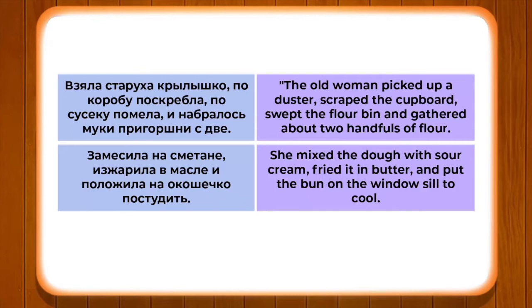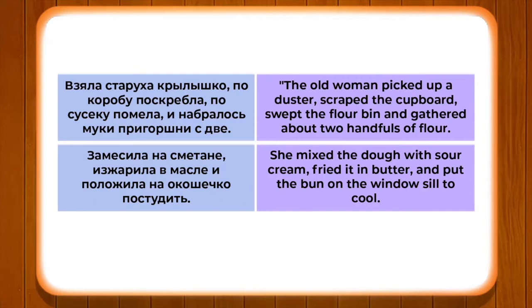So the next sentence we have: замесила на сметане. Замесила, that means she mixed up the dough, when we mix the flour with some liquid. Here she mixed it not with water but with сметана. Smetana is sour cream, something in between curd and cream, the milk cream. And изжарила в масле. Изжарила is from the verb изжарить, that means to fry.